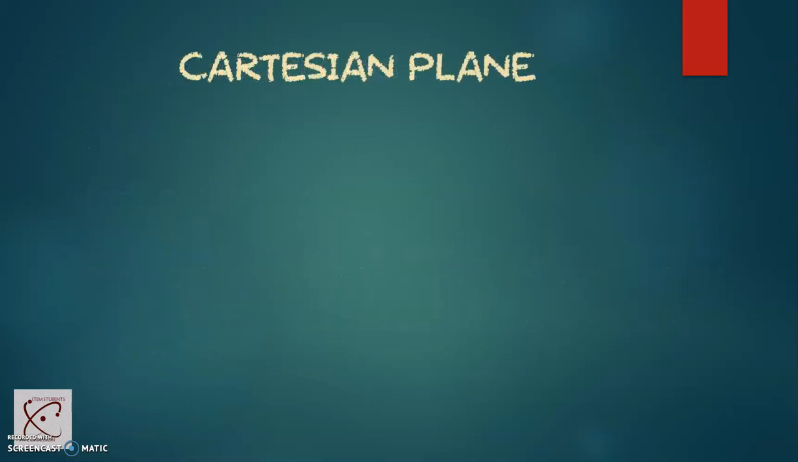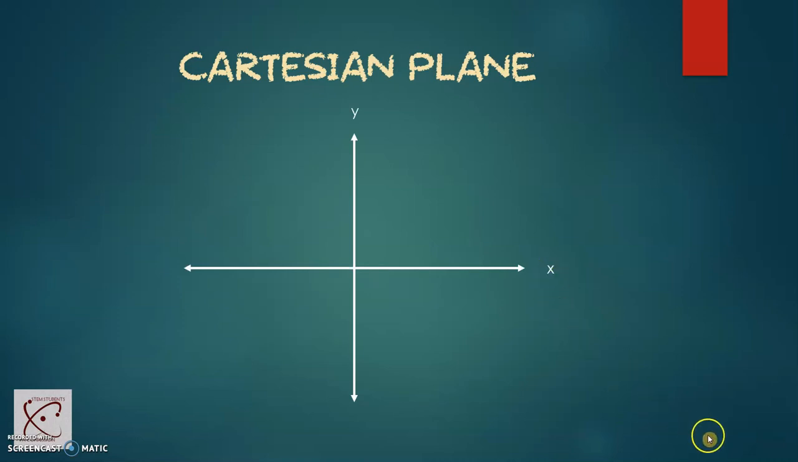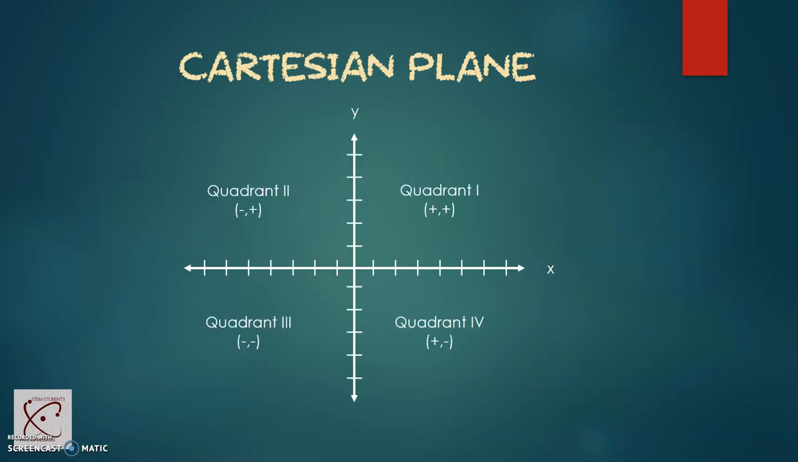And kung hindi kayo familiar sa Cartesian plane, so I will explain it briefly. Ang ating Cartesian plane is composed of a vertical line and horizontal line. Ang vertical line is the y-axis and the horizontal line is the x-axis. And then, yung 4 na regions na yan ay tinatawag na quadrant and ang bilang niya is pa counterclockwise. So, from here, quadrant 1, quadrant 2, quadrant 3, quadrant 4.